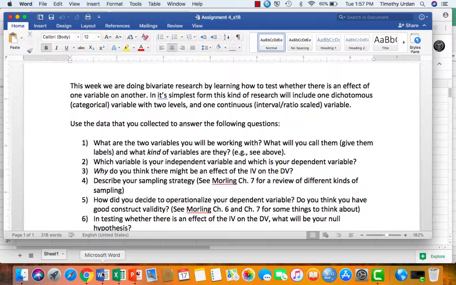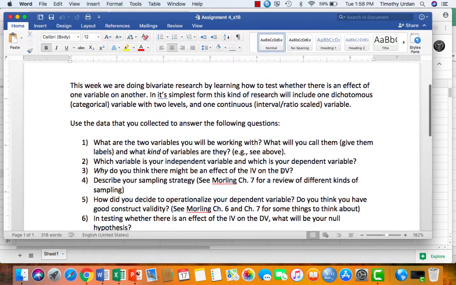Which variable is independent and which is dependent? The independent variable is gender, and the dependent variable is weight. We want to know whether we can predict weight based on knowing someone's gender. This doesn't mean that gender causes weight. It's not a causal question. We just want to know whether there's a difference between men and women in their scores on the dependent variable, which is weight. Why do you think there might be an effect of the IV on the DV? I think gender might affect weight because, generally speaking, men are taller and have more mass than women, and therefore we would expect them to weigh more.